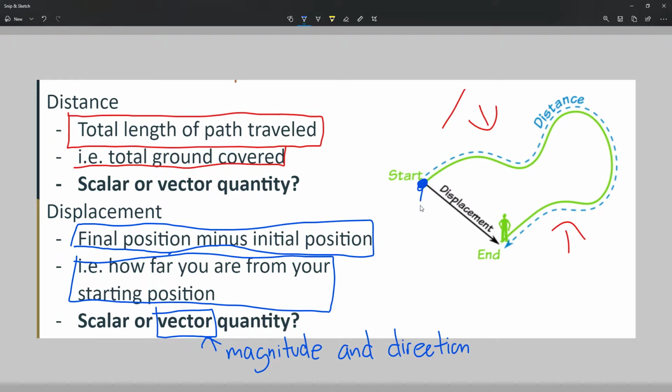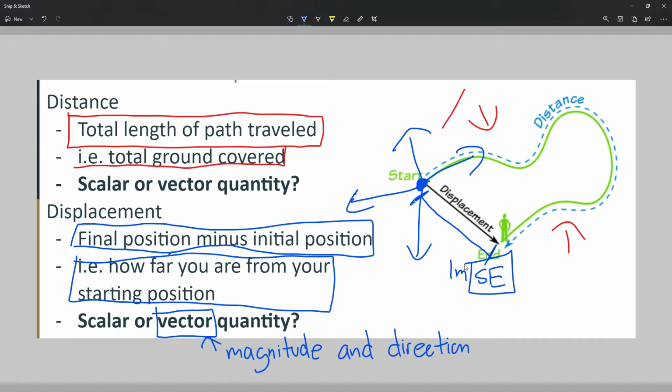1 meter from where I started could be here, could be there, it could be over here, could be here. We need an exact point for our displacement. And so we can say, well, we're 1 meter southeast of where we started. And so there's a direction here. We need a direction for displacement.